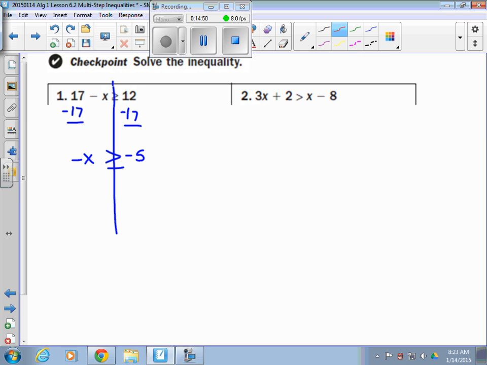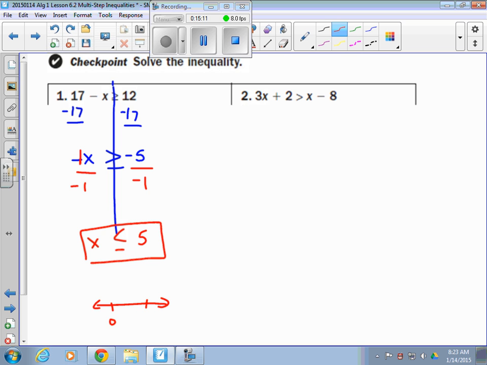Undo the fact that this says negative 1 times x by dividing by negative 1. If you do it there, you have to do it here. A negative divided by negative is a positive 5, but on that step we did divide by a negative value, so we have to reverse the symbol and make it say less than or equal to. Again, if we graph that, we know 5 is positive, so it's here. Or equal to means we're coloring it in, less than means we're going that direction.